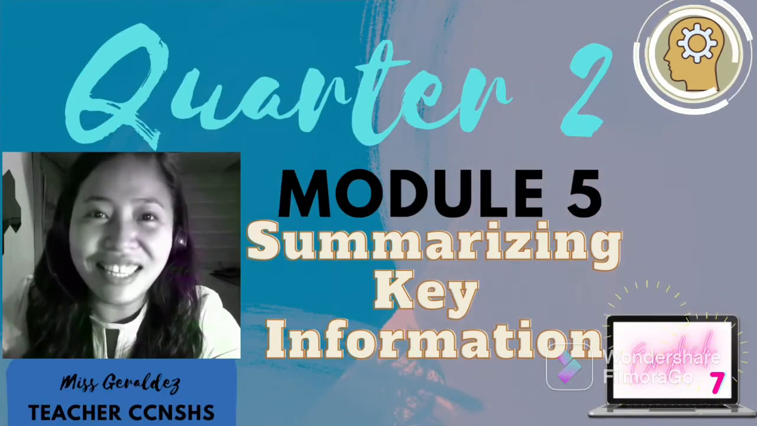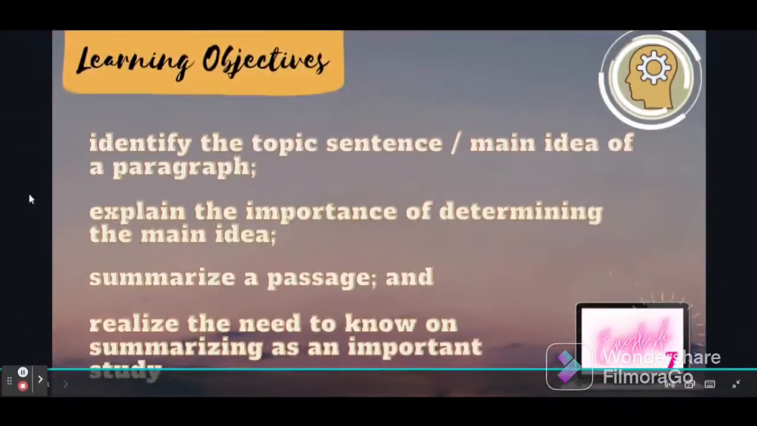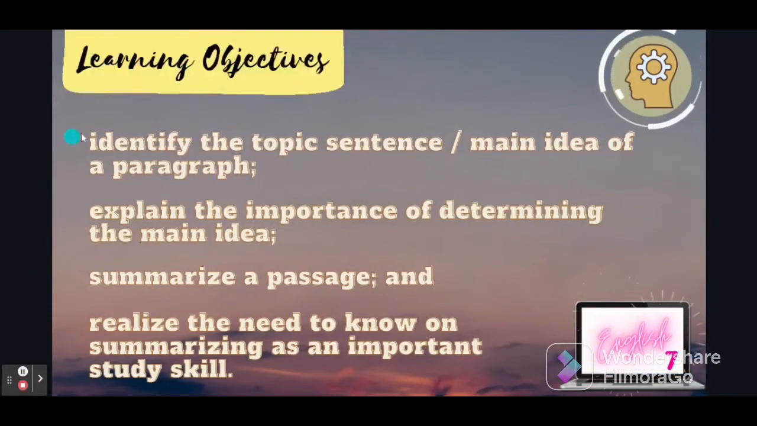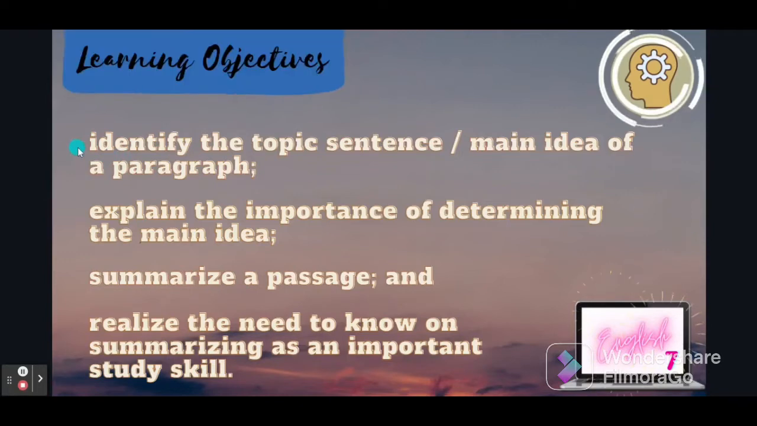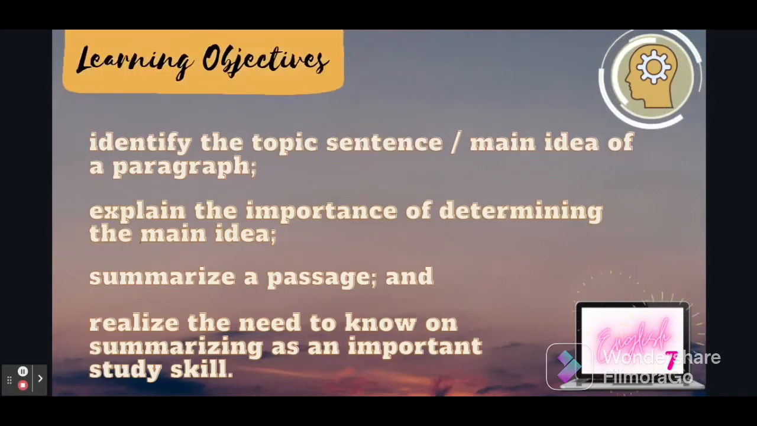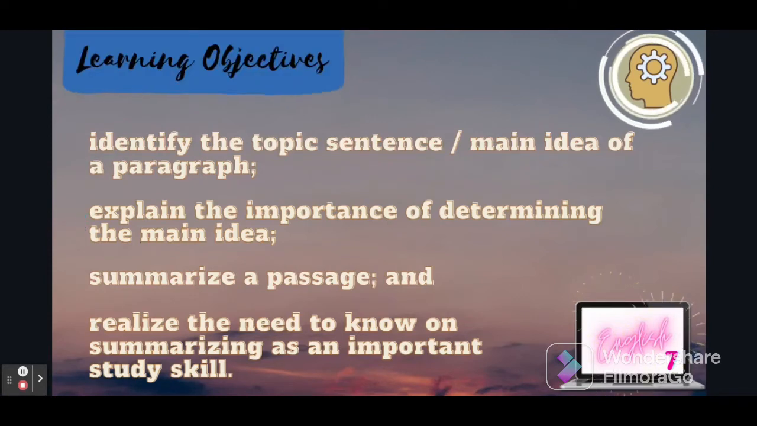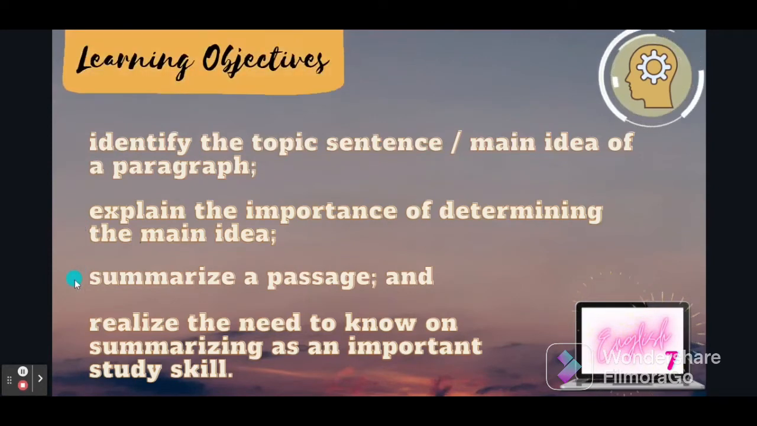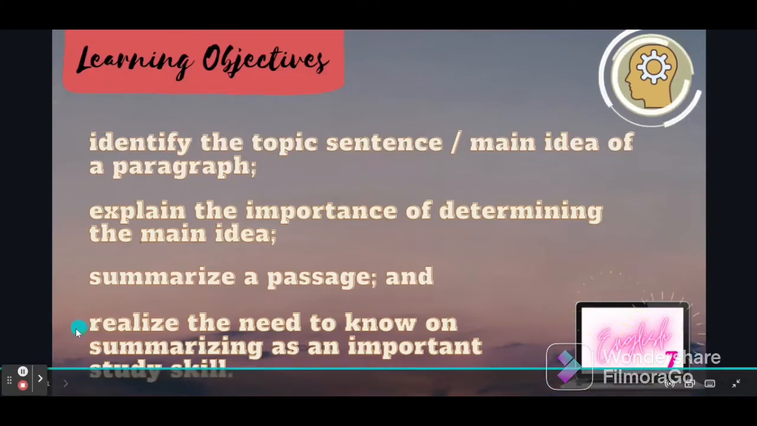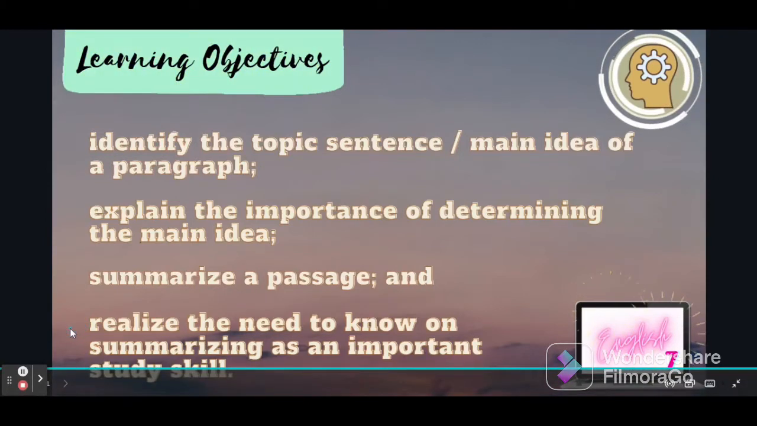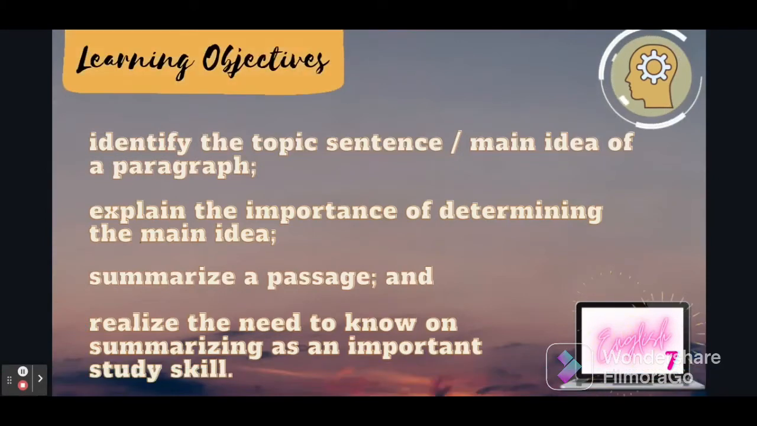And now, let's begin. At the end of the lesson, you'll be able to identify the topic sentence or main idea of a paragraph, explain the importance of determining the main idea, summarize a passage, and realize the need to know on summarizing as an important study.